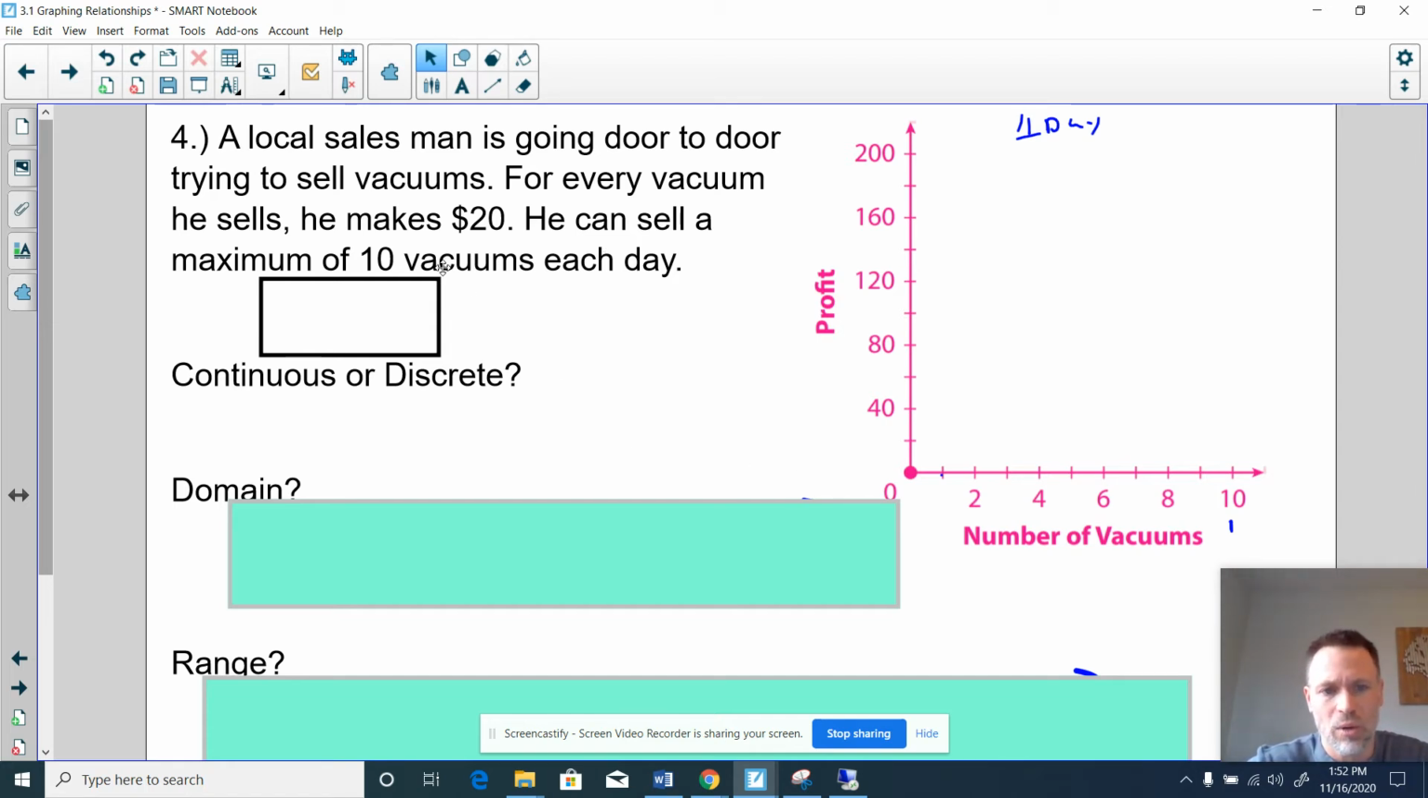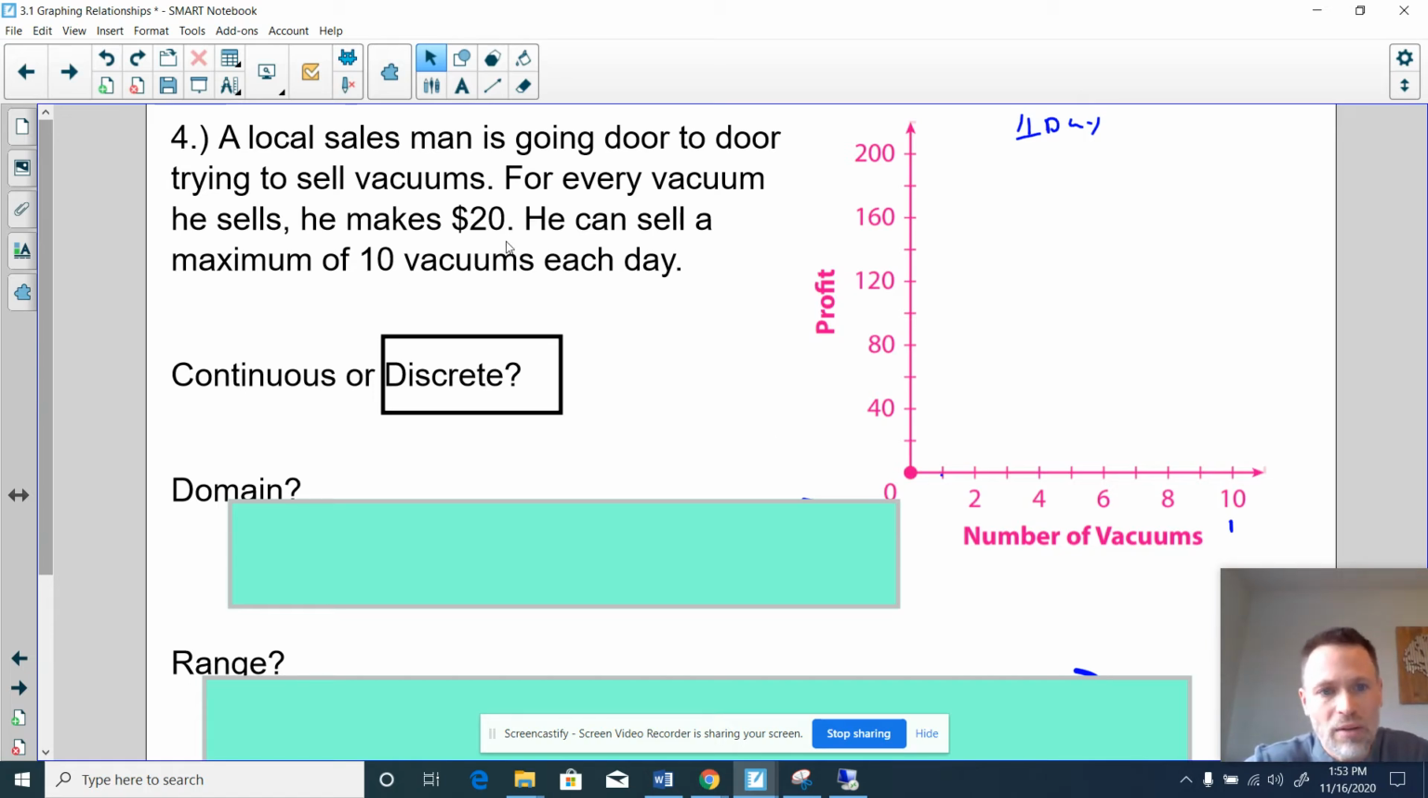So the question here is, well, can I sell half a vacuum and make $10, or a tenth of a vacuum and make $5? No, I can't, right? Or $2. I can't do that, right? So for that reason, this is also a discrete graph, okay?